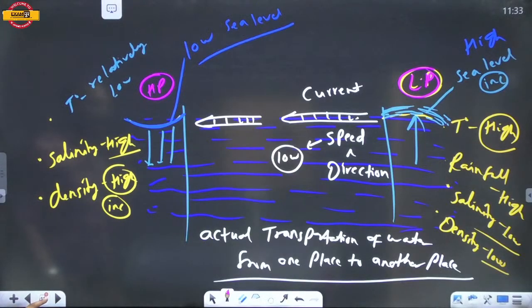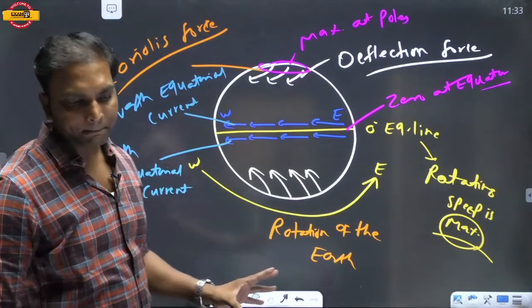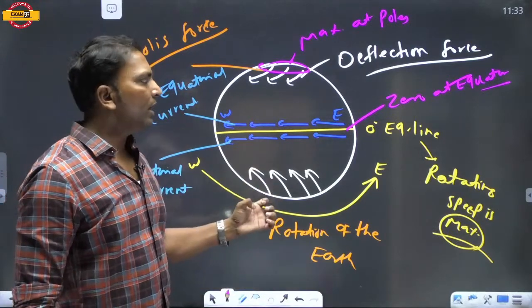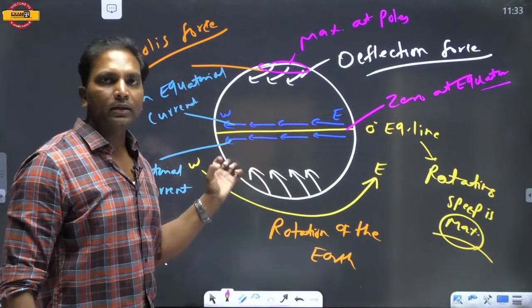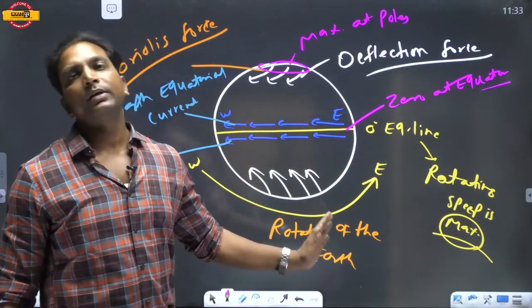So now we have understood what we have explained here. How the north and south equatorial current moves from east to west, because the earth is moving from west to east.